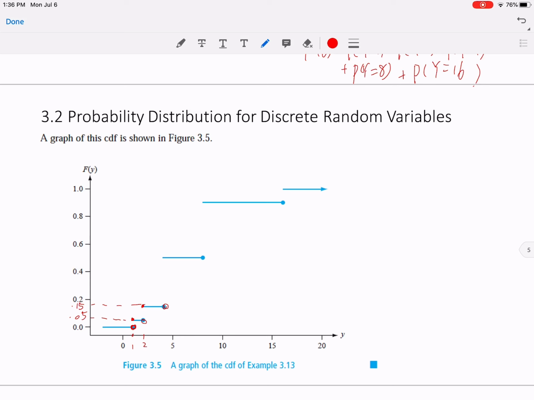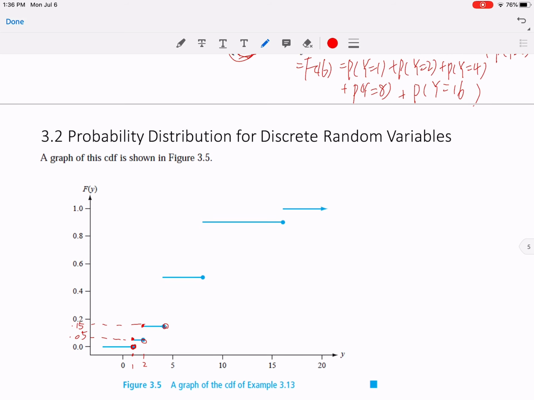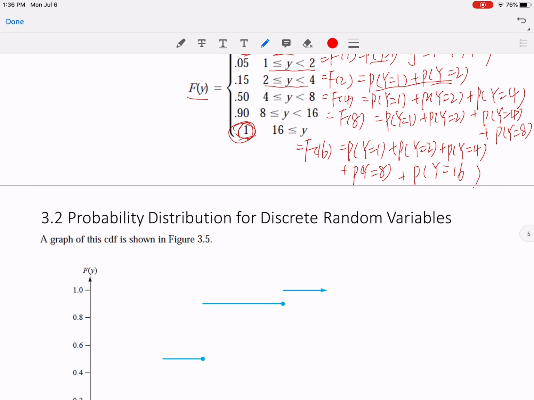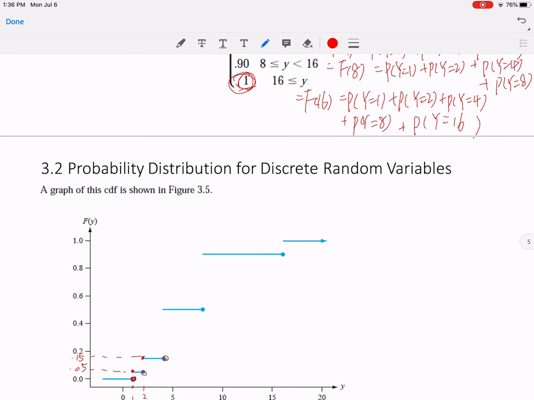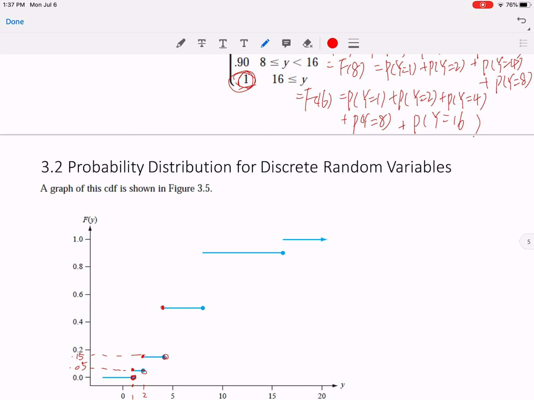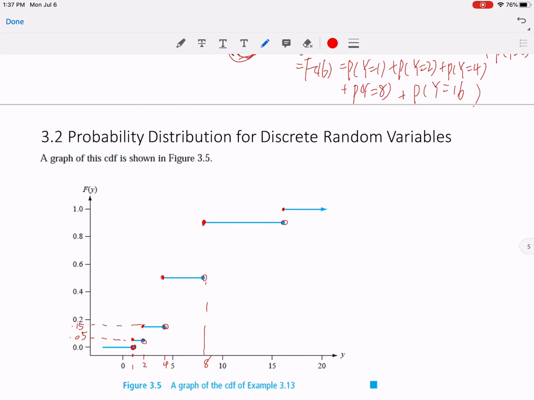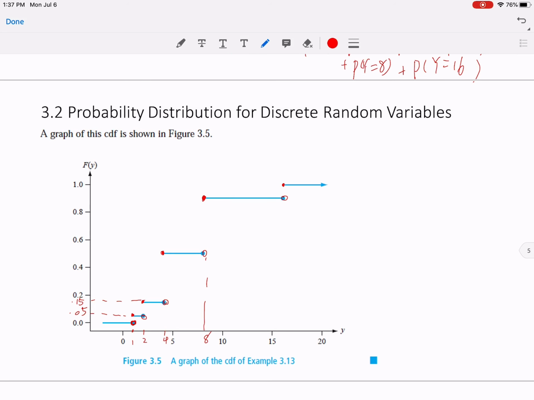And so forth. And when x is equal to 4, between 4 and 8, the value of the CDF jumps to 0.5. So we should get the solid point over here, and an open circle over here. And this is a 4, and this is an 8. And so forth. This should be the solid point, and this should be the open circle, and this is solid over here. So that was a mistake in the textbook. So always solid on the left and open on the right.